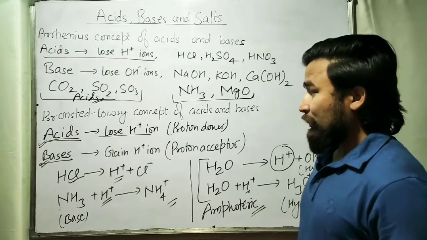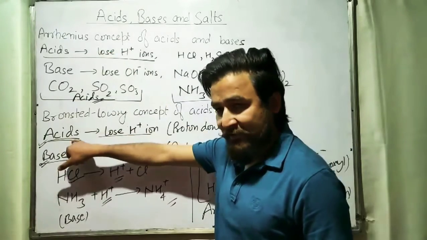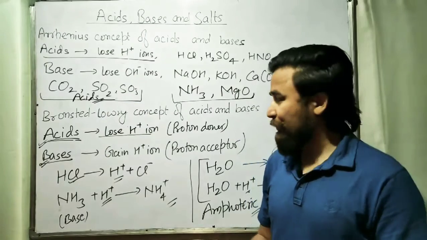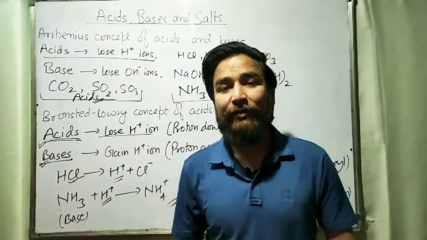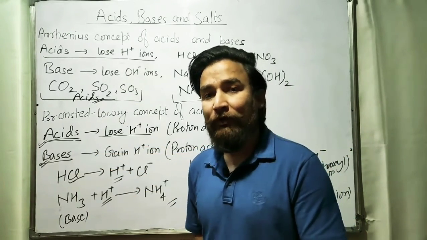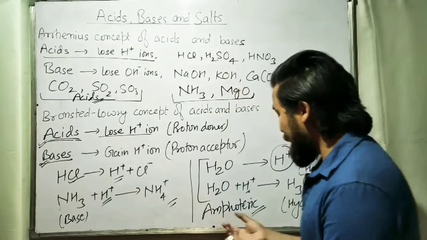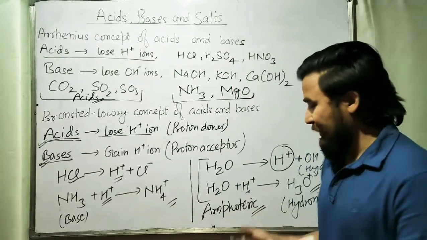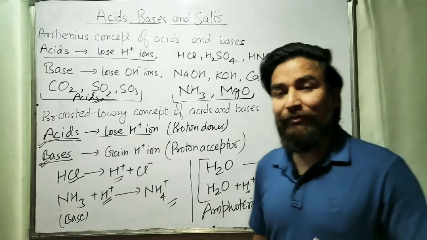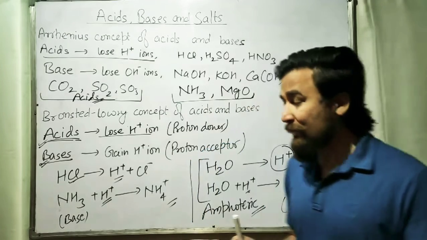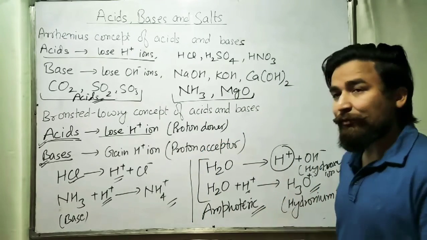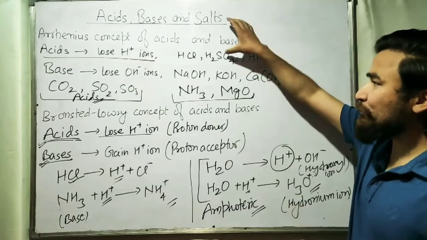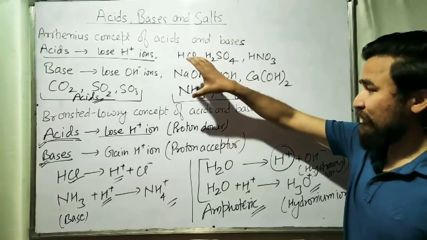So you have three types of compounds: acids, which have the tendency to lose protons; bases, which have the tendency to gain protons; and amphoteric substances, which have both tendencies. They can lose the proton as well as gain the proton. So I hope you have understood the concept of acids and bases.